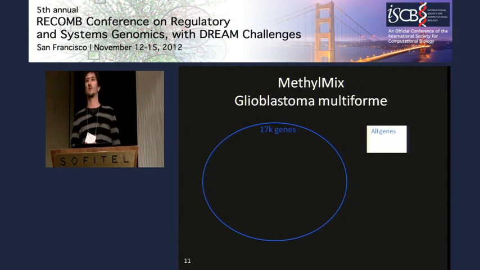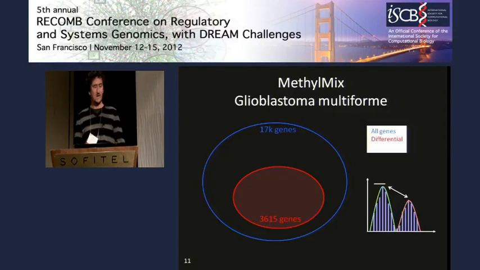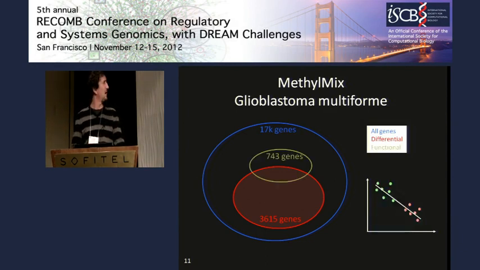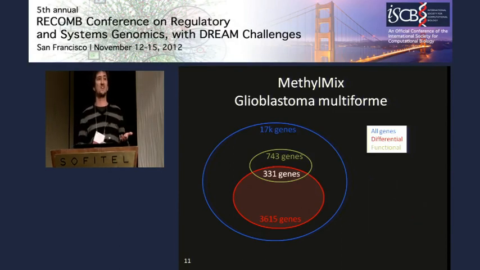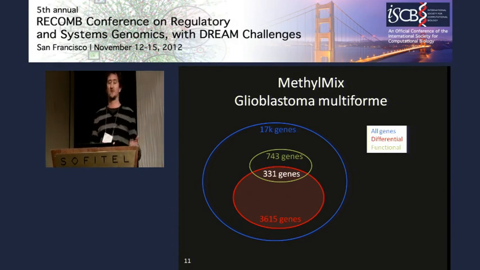When we applied our algorithm to the GBM data set, we started from 17,000 genes. Next, we found that 3,600 genes were differential, so they had a methylation state that was different from normal. Next, we found 743 genes where the methylation state was predictive of gene expression. And finally, we had 331 genes that were both differential and functional.